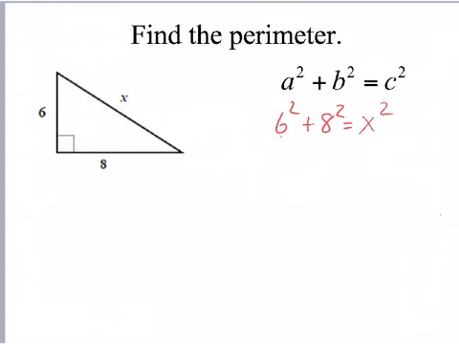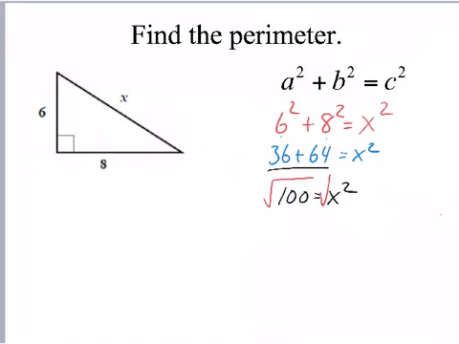So to do this, we now need to find these two values. So 6 squared is 36. 8 squared is 64. That equals the x squared. And 64 plus 36 is 100. So what squared equals 100? Well, what we do to solve it is we square root both sides, and you have x equals plus or minus 10, positive or negative 10.